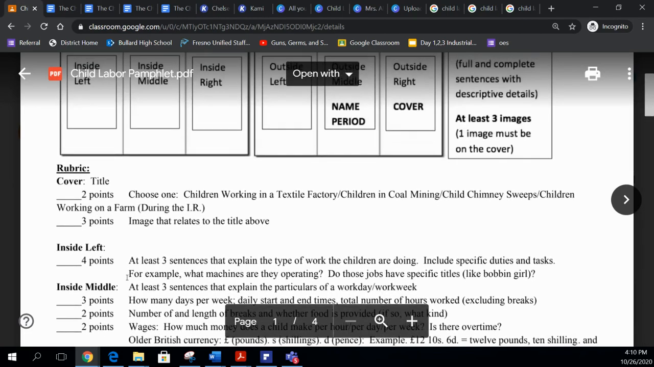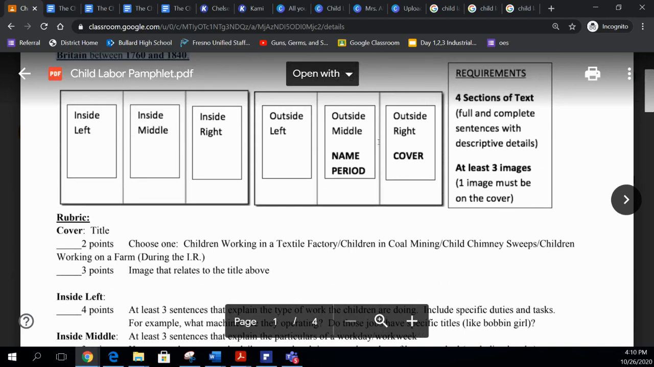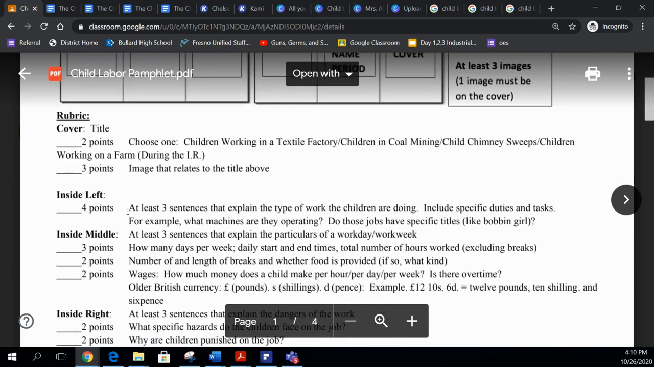Okay, then the inside left. That's the outside right, that's the cover. Now we're going to go to the inside. The inside left, so this column, is going to be at least 3 sentences that explain the type of work the children are doing. So what are children doing in the factories? What type of work are they doing?